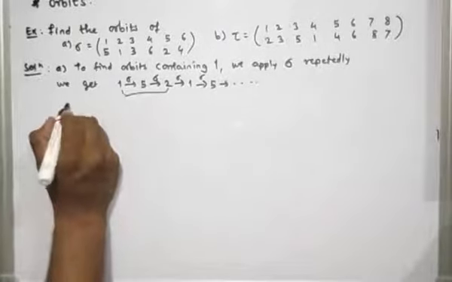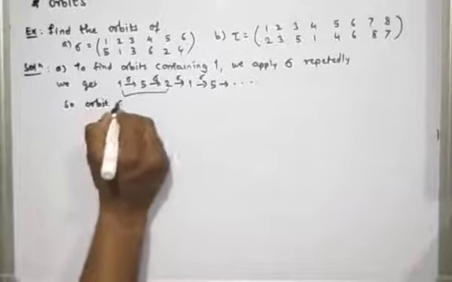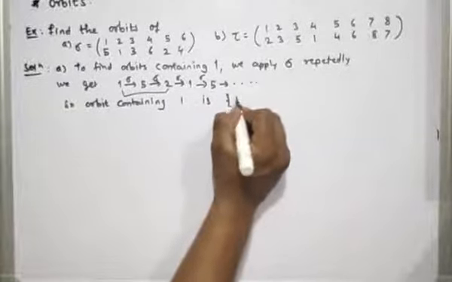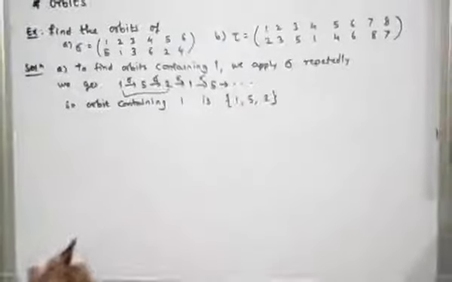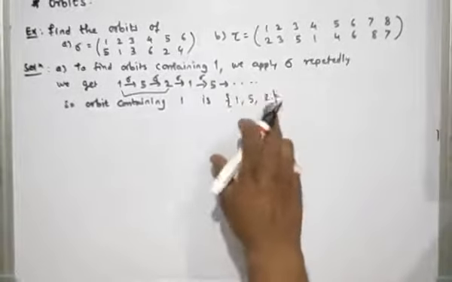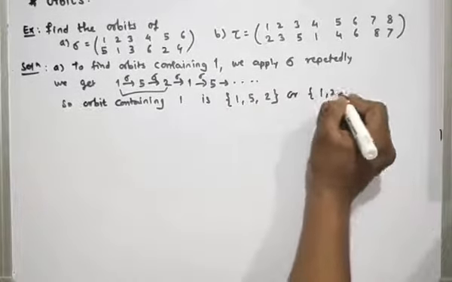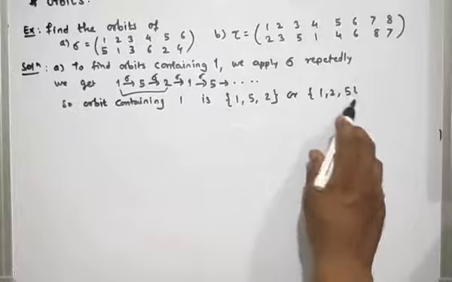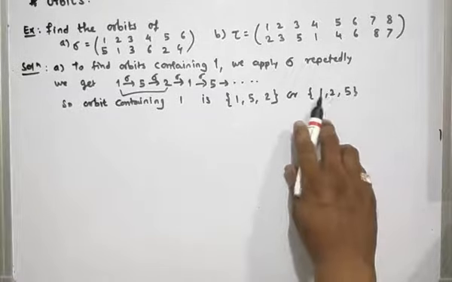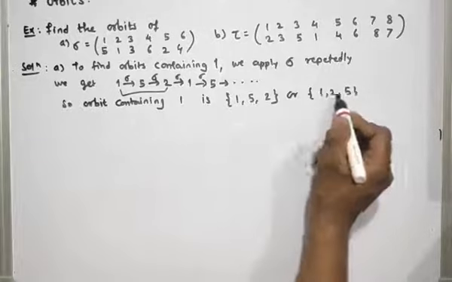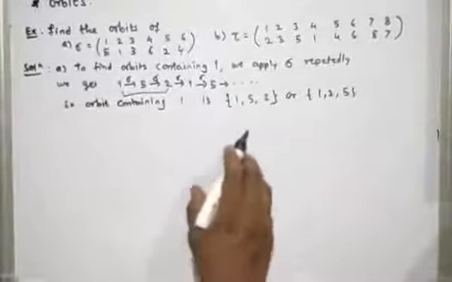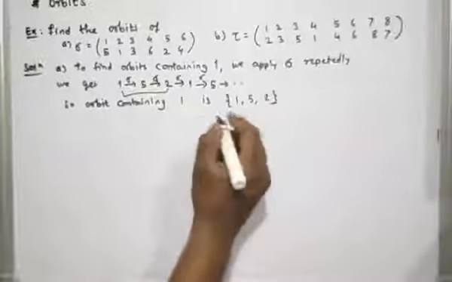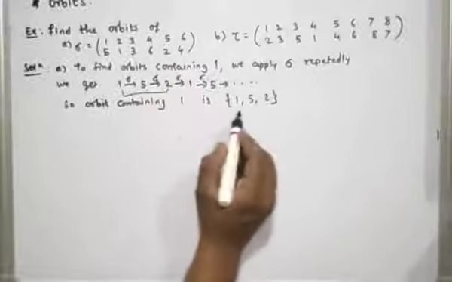So the orbit containing 1 is 1 5 2, or it can be written as 1 2 5, because the order of elements is not important here. The total elements are 1 2 5, or it can be written as 1 5 2. So this is the orbit. Now the orbit containing 1 is 1 5 2. Next element: we have 6 elements in total.